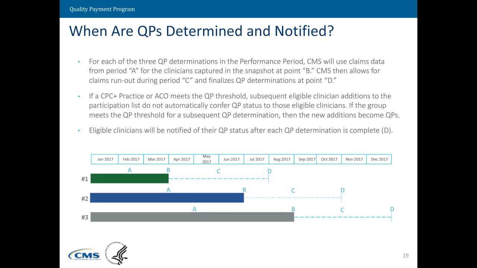Importantly, though, if a CPC Plus practice or ACO meets the QP threshold through one snapshot date, eligible clinicians added to the participation list do not automatically confer QP status. If the group meets the QP threshold for a subsequent QP determination, then the newly added eligible clinicians become QPs. Next slide.